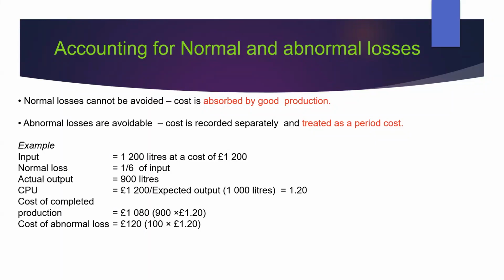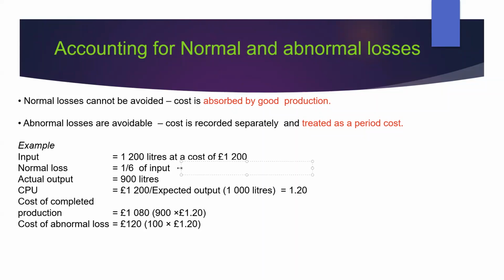Now you can see out of 1200, 200 is normal loss. So the expected output here is 1000. Then the cost per unit is input divided by the expected output. So I am going to put the calculations here so you can understand it easily.